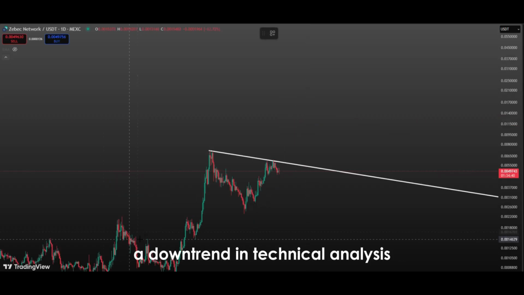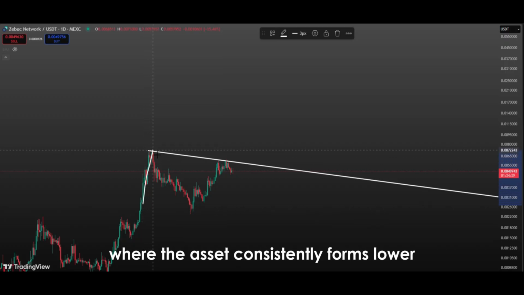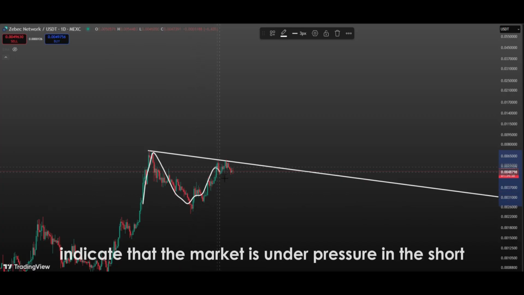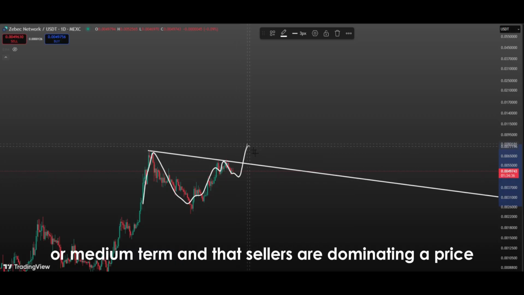A downtrend in technical analysis refers to a price movement where the asset consistently forms lower highs and lower lows over a certain period. These trends generally indicate that the market is under pressure in the short or medium term, and that sellers are dominating.